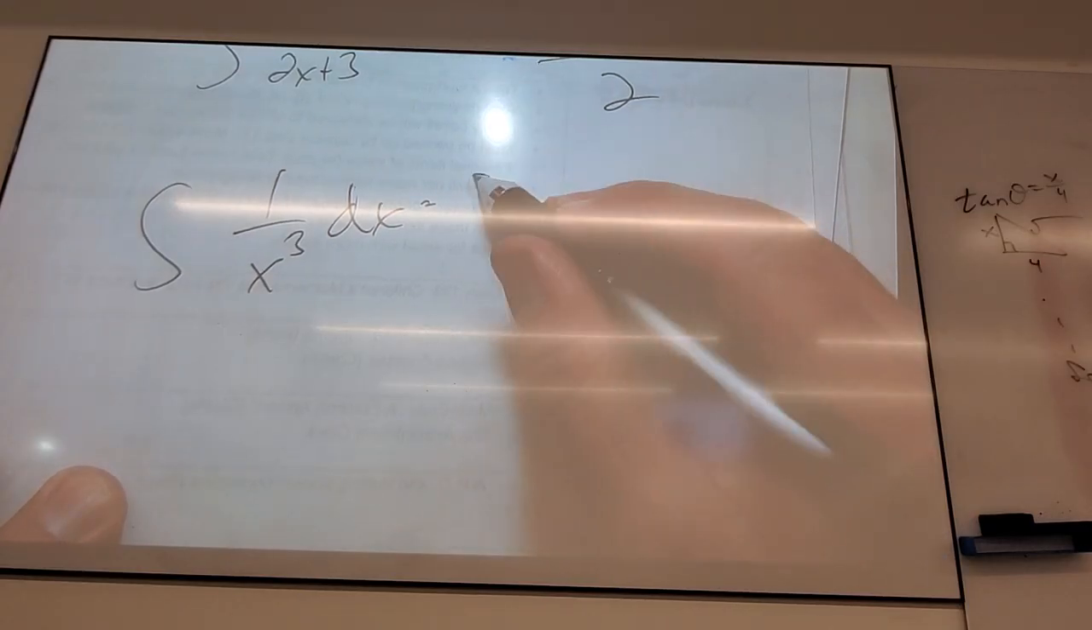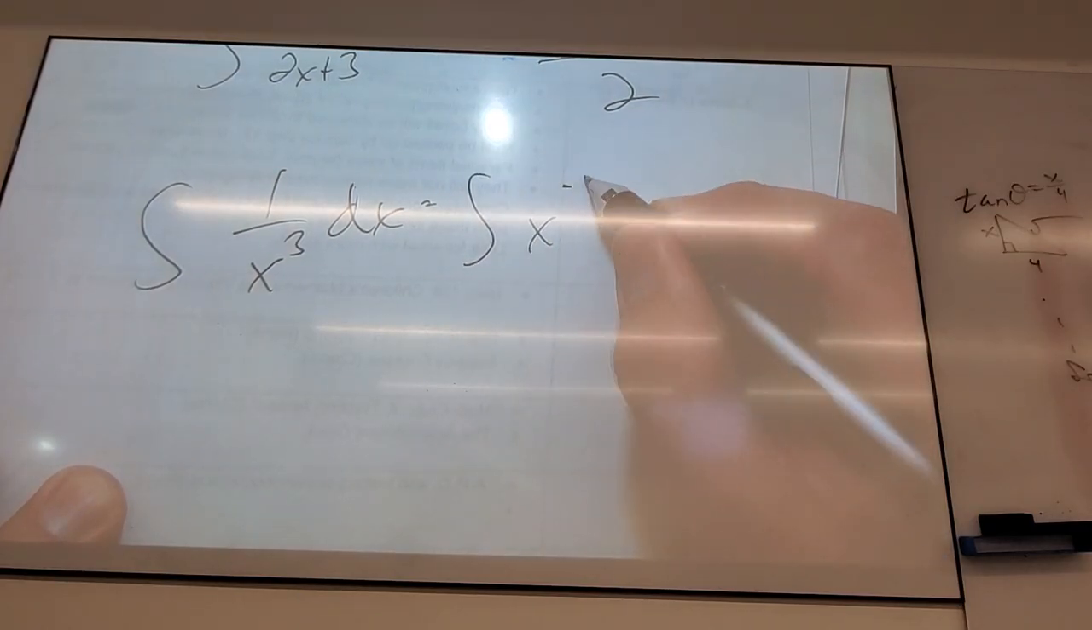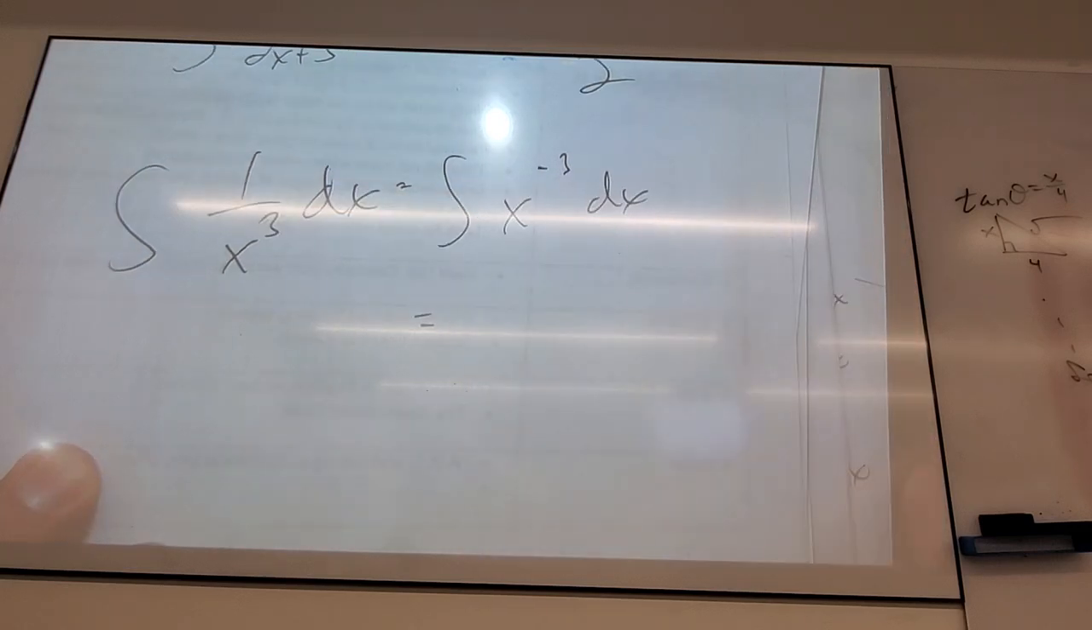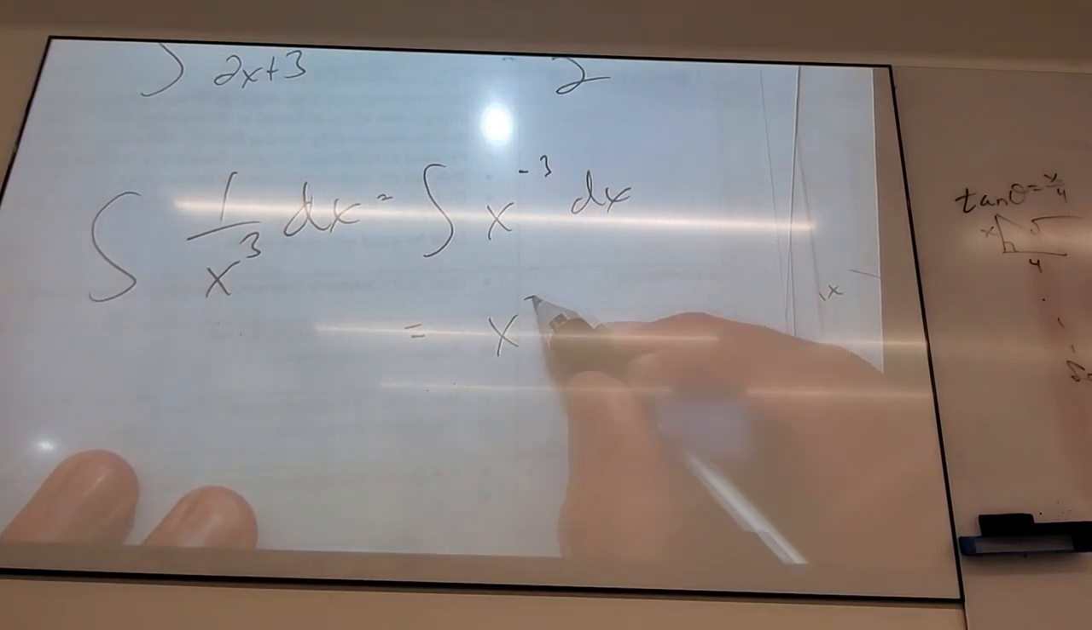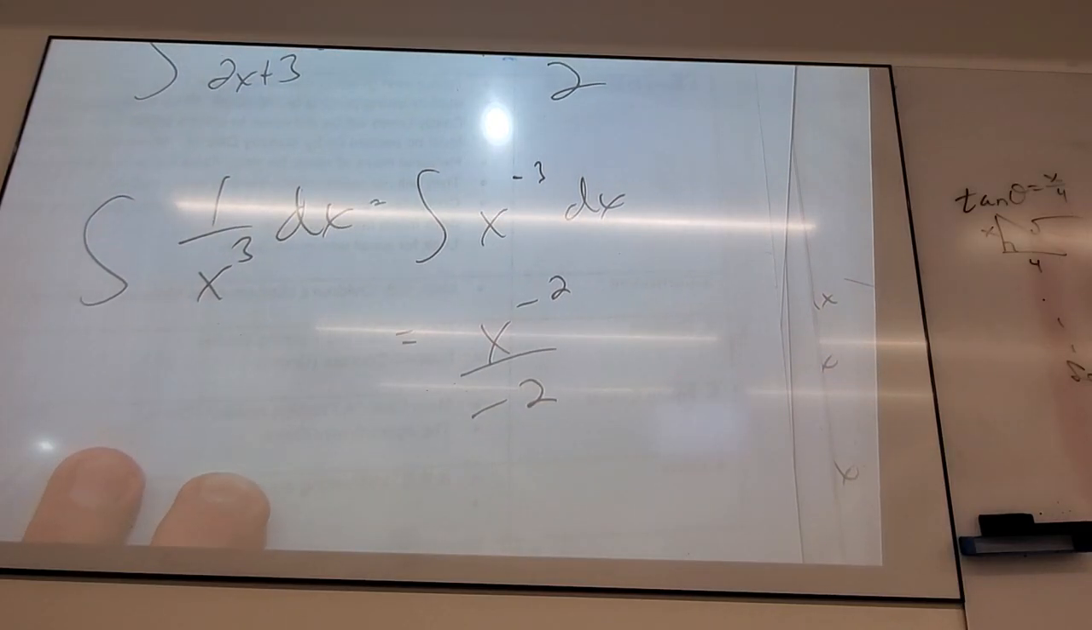Now, what's a better way to write that? X to the negative 3. Good. Now, apply the rule. What's the rule for x to the n? Integral rule: x to the n plus 1, good. Add 1 to the power, divide by the new power. So that's exactly how I do it. Add 1 to the power, divide by the new power. I mean that.